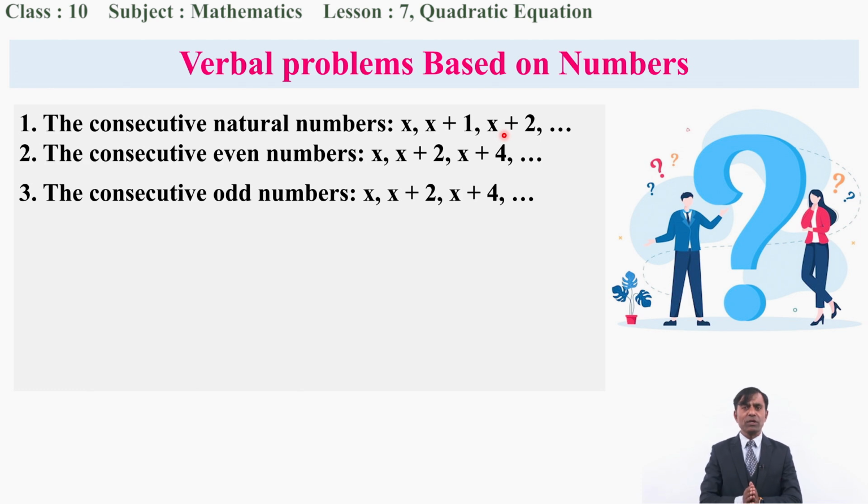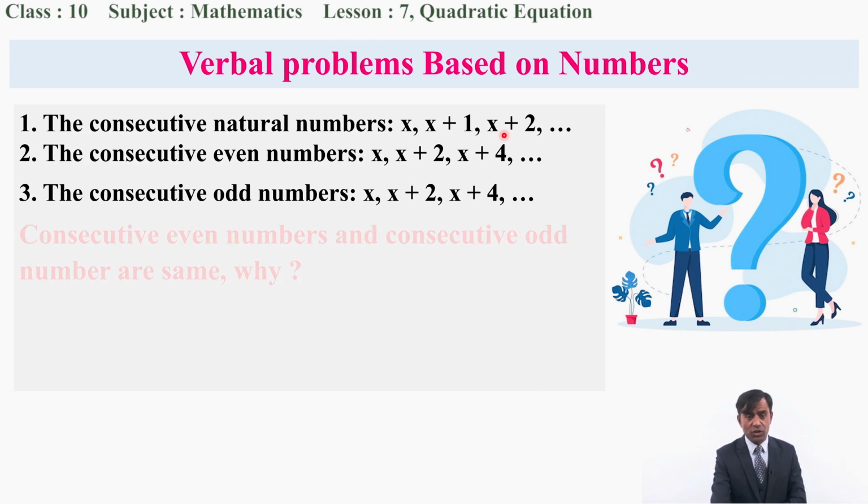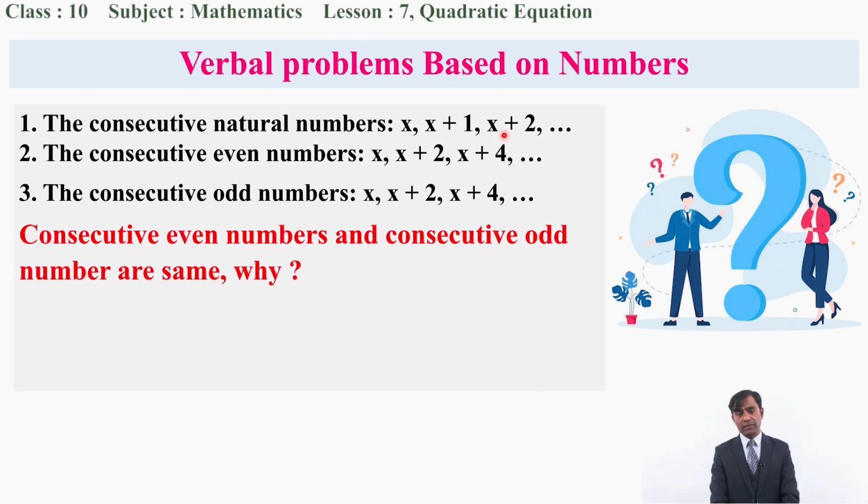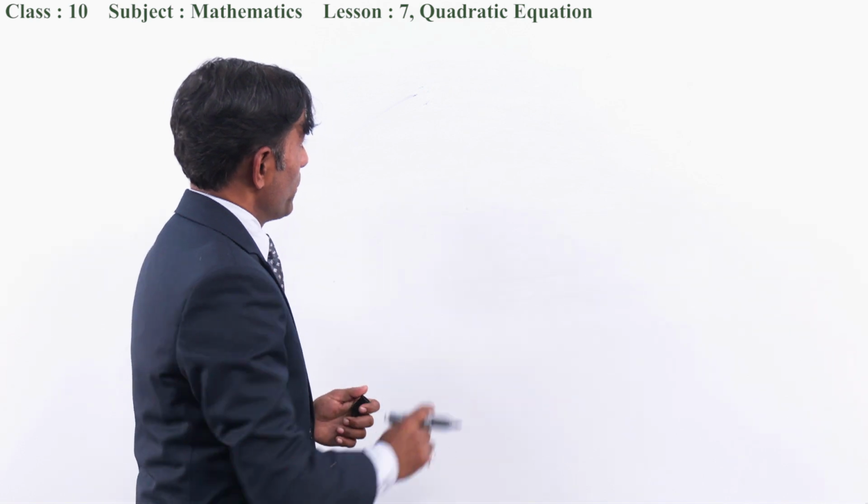Now maybe you have a question: why are consecutive even numbers and consecutive odd numbers represented the same way? Can we suppose the same for consecutive odd numbers and consecutive even numbers? Why? This is a big question from students. Maybe you also have this question. So let's see here. I want to make it clear for you.